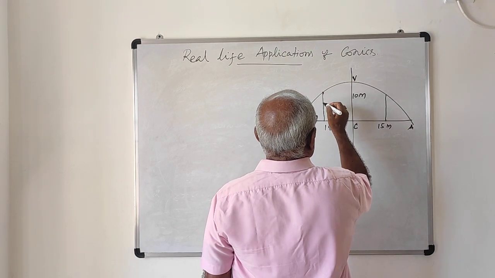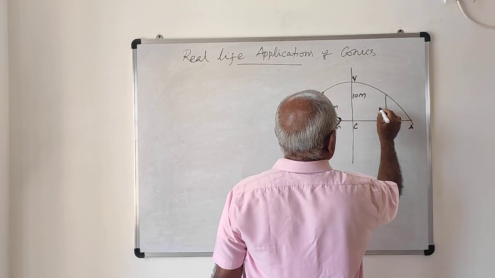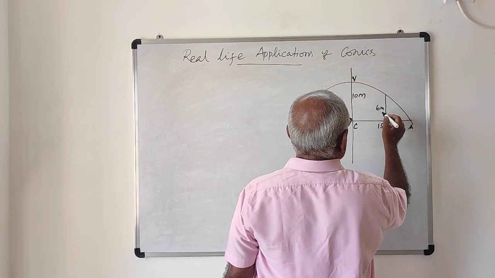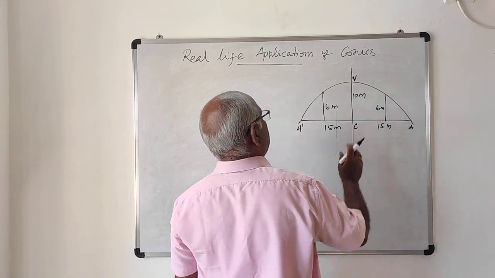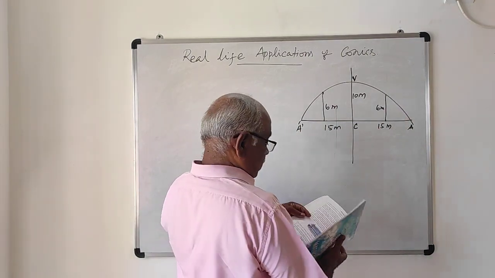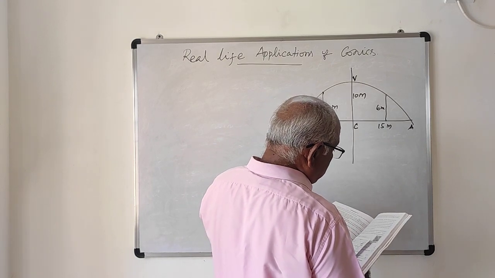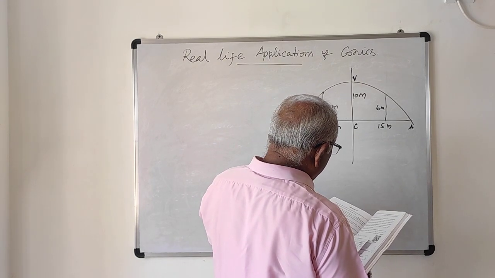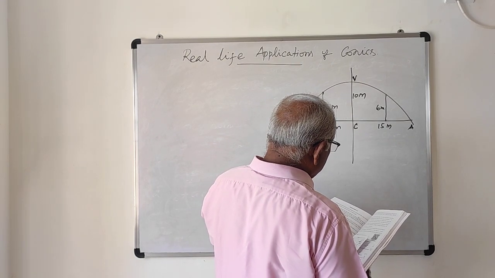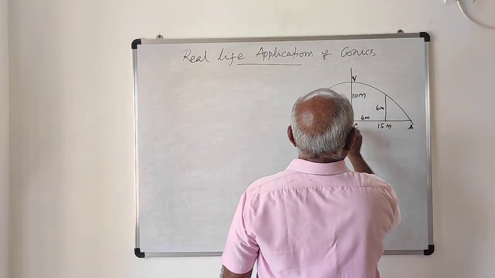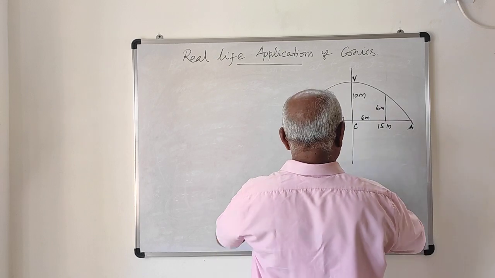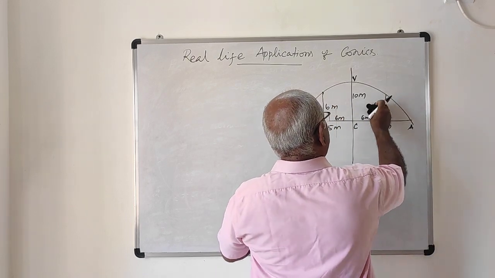This is your 6 meter height. Here also 6 meter. At the 6 meter height, you have to find out the width. Height of the arc 6 meter from the center. This is 6 meter, 6 meter from the center on either side. You have to find out the height of the bridge.